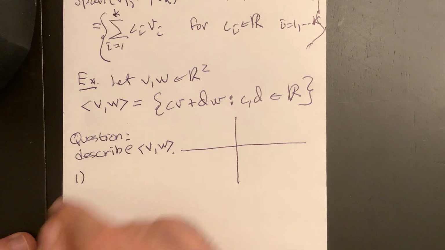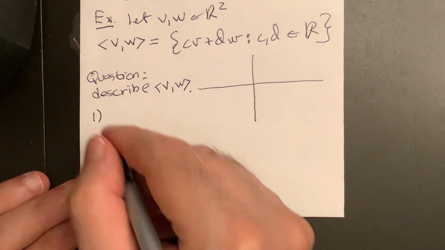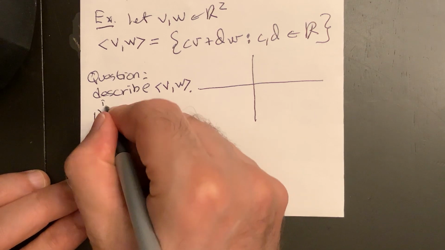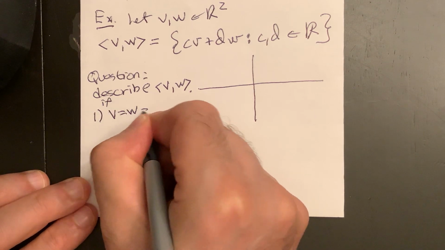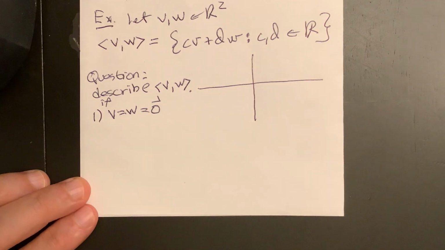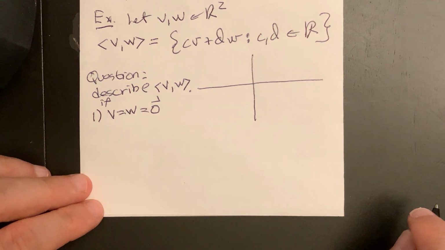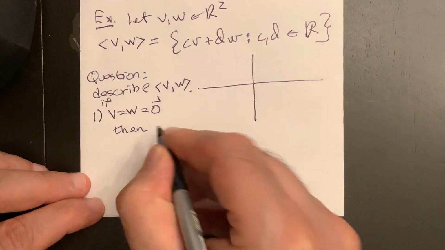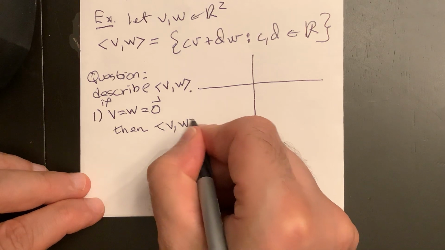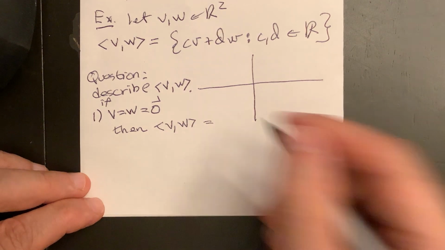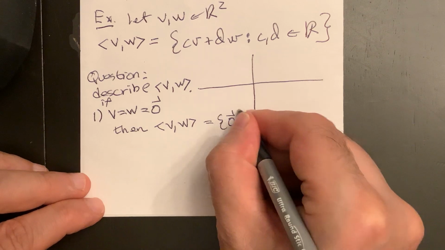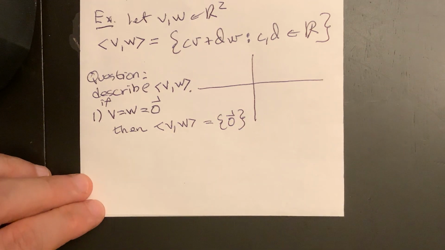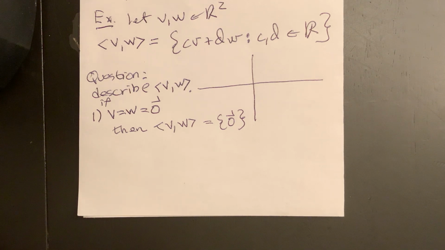Case one is kind of a silly case. This is if V equals W equals the zero vector. I can put an arrow for now. Then all linear combinations of V and W are what? So then the span of V and W is equal to a set of vectors. It's just equal to the zero vector, right? I don't need to put those curly braces there. It's just one vector. But if you want, you can put them. Okay, so that's obvious, right?